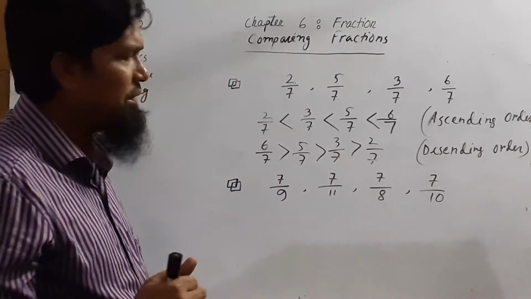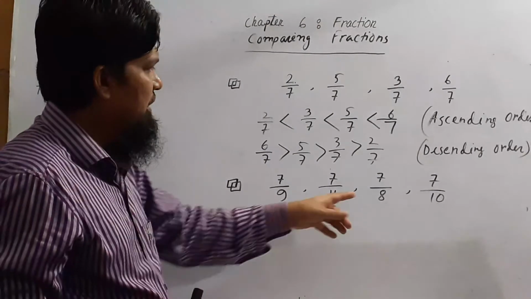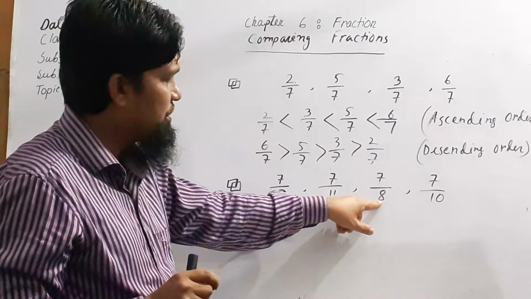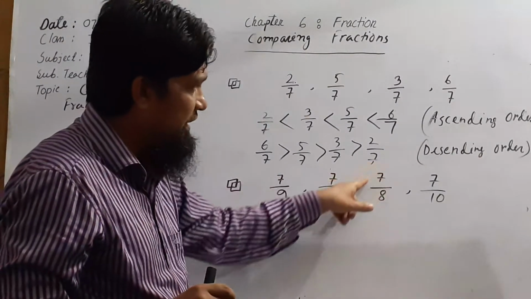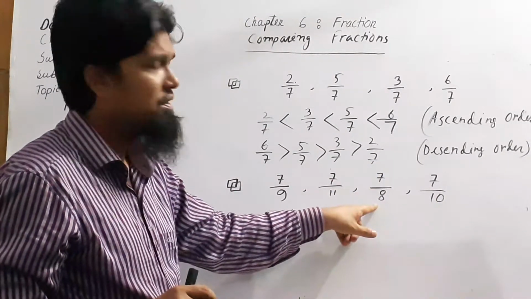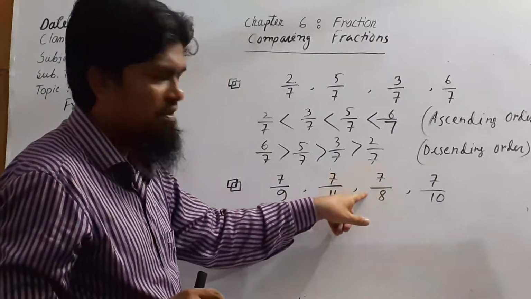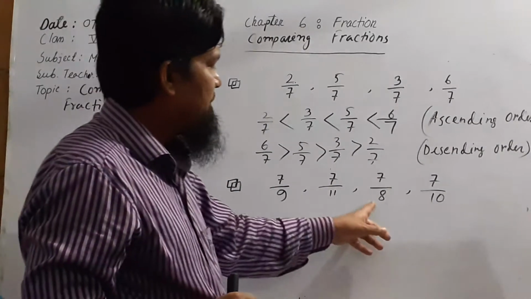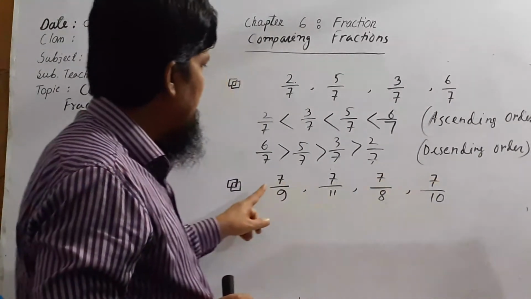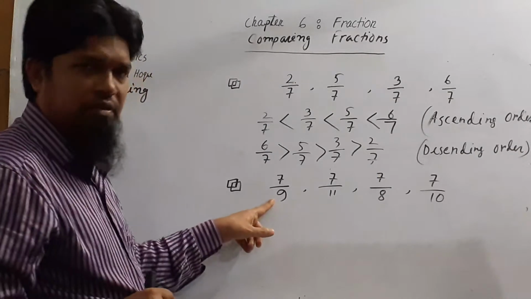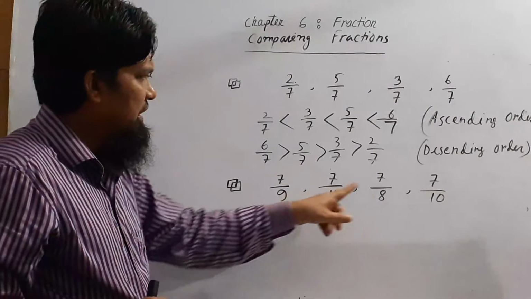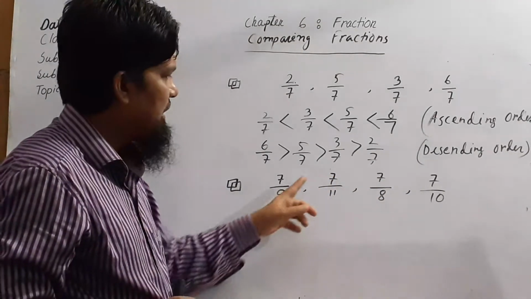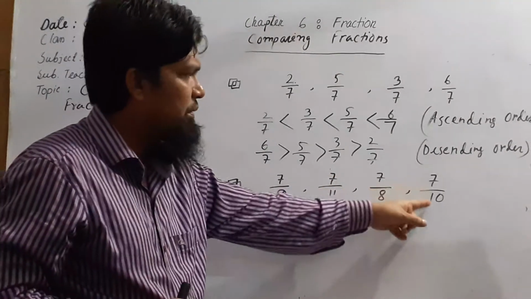Okay, I'm just repeating it, there is a mistake here. Since 8 is the least number in the denominator, 7 by 8 would be the greatest fraction. And after that 7 by 9 will be less than 7 by 8. Then 7 by 10 will be less than 7 by 9. And 7 by 11 will be less than 7 by 10.